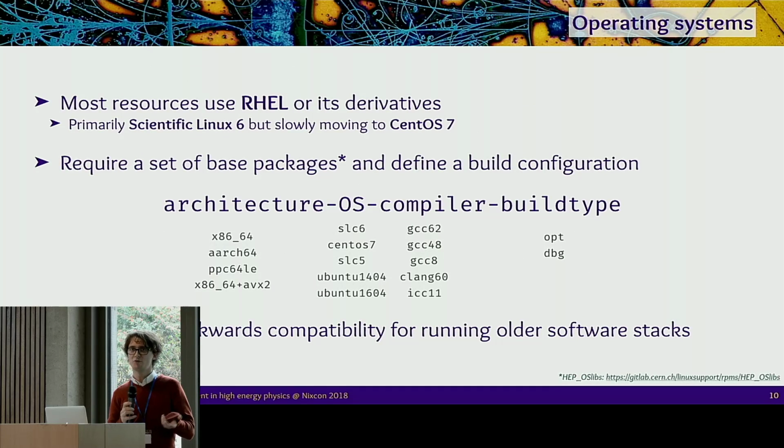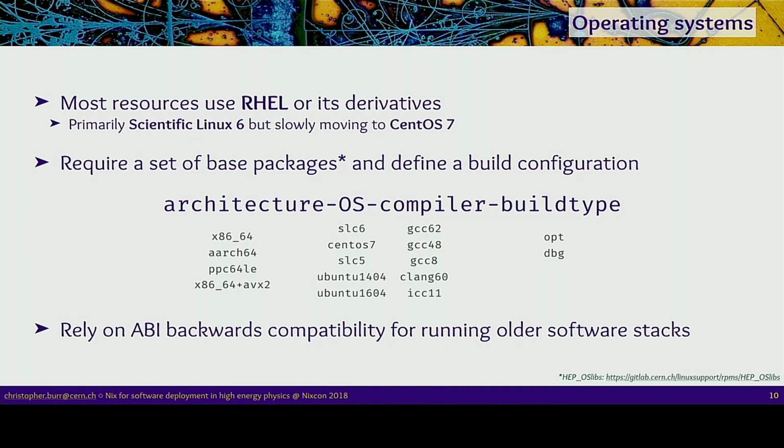For the actual operating systems that this software is running on, pretty much everything is using some variant of Red Hat Enterprise Linux. The most common variant is Scientific Linux 6, but this is slowly moving to CentOS 7, and in the next few years it'll probably finally move to being the major one.